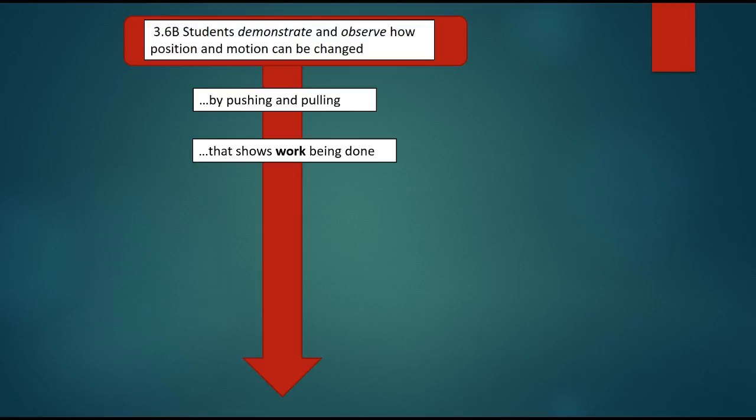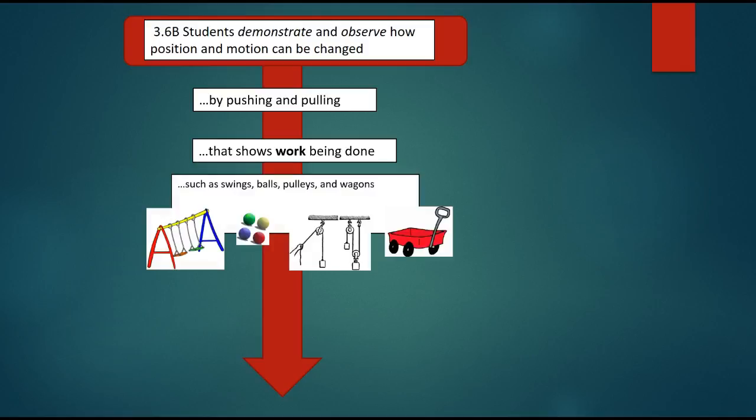Now we're going to talk about the different contexts that we're going to show this in. So we're going to show this work being done by pushing and pulling, which changes position and motion, in swings, balls, pulleys, and wagons. So we've taken this one standard and really dissected it, and now you can really see why this would take such a long period of time. Again, we have 13 days devoted for this standard, but it's a super important standard. It's a supporting standard, but it also really vertically aligns all the way up through 8th grade. So it's going to be important that we cover this thoroughly.